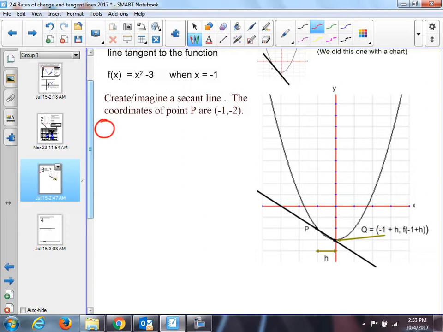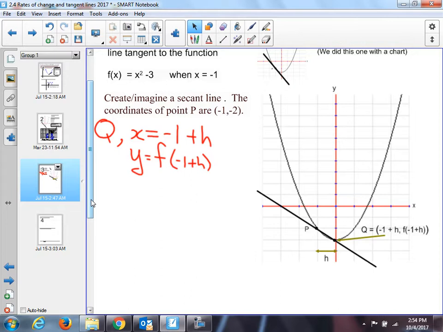So, the coordinates of P are -1 and -2. We know how you find that. Q, well, the x is -1 plus h. Sorry, I'm still distracted with this wasp here. The y is negative 1 plus h, plugged into the function. What was the function? It was x squared minus 3. That was given to us for this problem only, right?